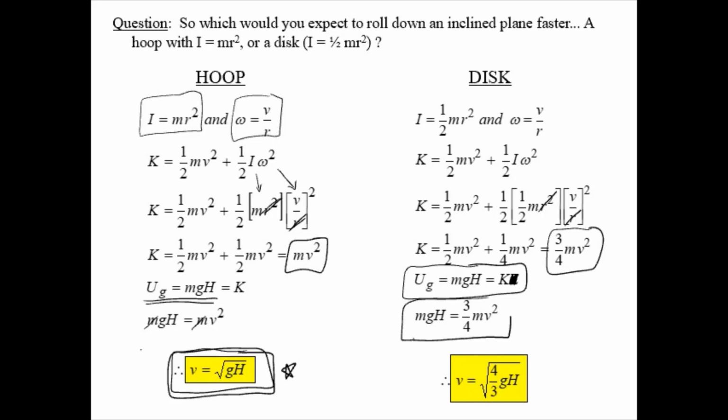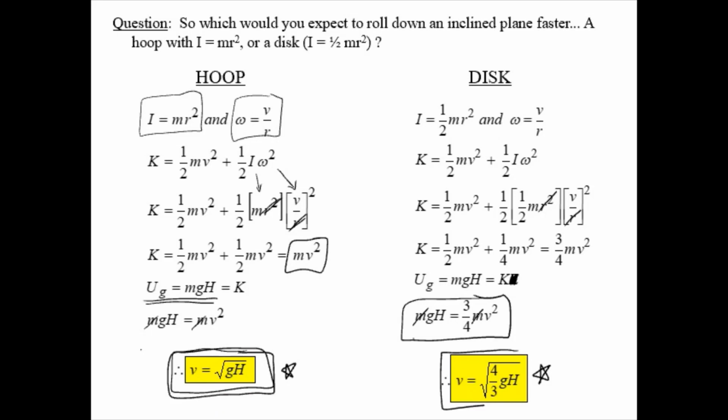We find out that the original gravitational energy that the disk had at the top of the hill is equal to its kinetic energy at the bottom, 3/4 mv squared. The m cancels. And now I find out that for any disk of any radius or mass m, if it's released from the top of a hill of height h from rest, by the time it gets to the bottom of the hill, it will be moving at a speed of square root of 4/3 gh.